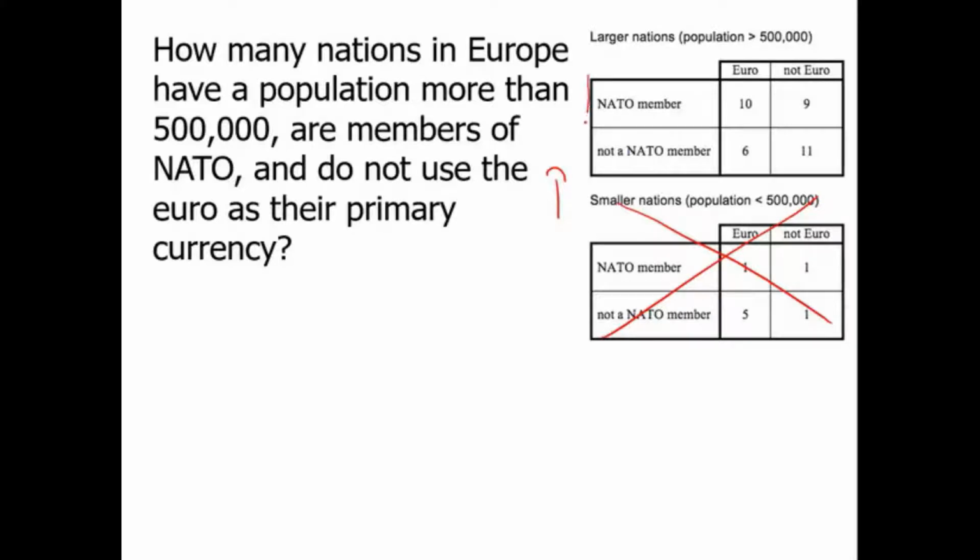Are members of NATO, so we're looking in this top row, and do not use the euro as their primary currency. So we're looking in this column, and it's really only this box right here, and so it's those 9 countries. And so we're just reading right off the box. The answer is 9.